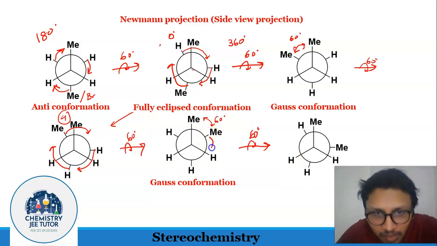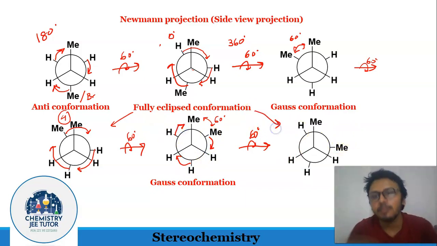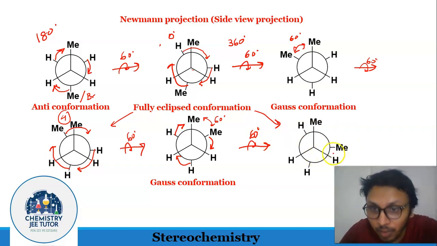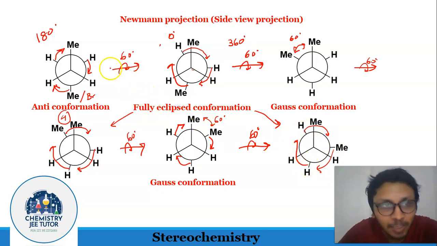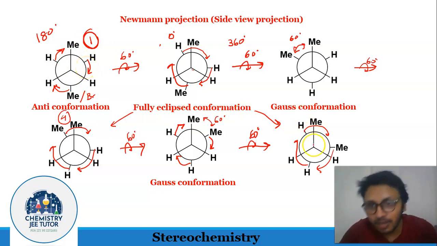Now we again rotate by 60 degrees. Again the methyl comes here, the hydrogen goes here, this hydrogen comes here, and what we get is again a fully eclipsed conformation. If we rotate by 60 degrees, this methyl comes here, this hydrogen goes here, this hydrogen goes here, which is the same as number 1. See, this methyl is here, this hydrogen is here, this hydrogen is here. So if we rotate this by 60 degrees, we get back to number 1.